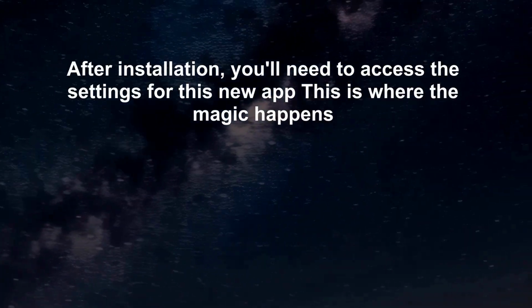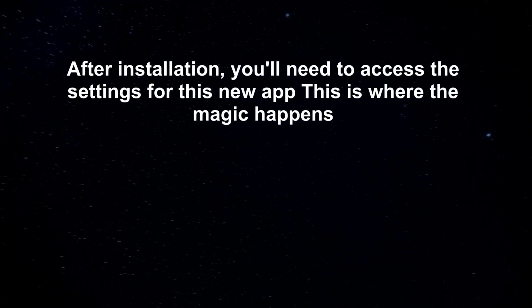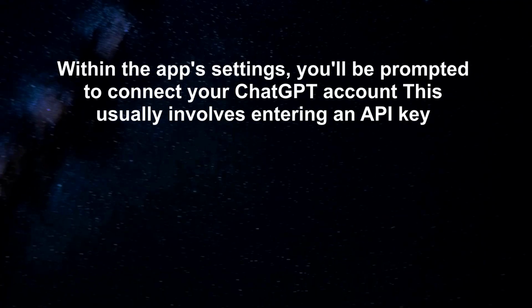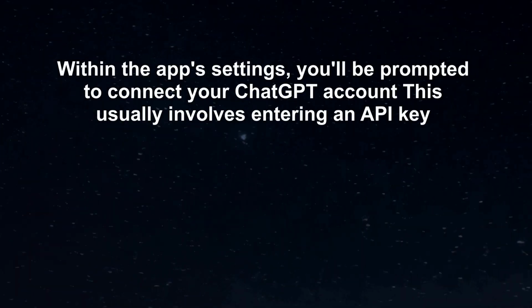After installation, you'll need to access the settings for this new app. This is where the magic happens. Within the app settings, you'll be prompted to connect to your ChatGPT account. This usually involves entering an API key.